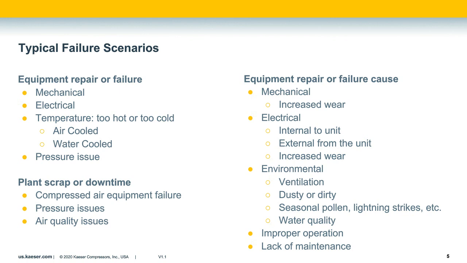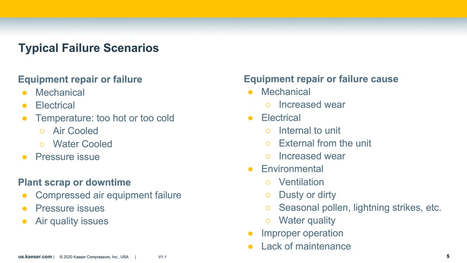Most mechanical equipment problems can be seen through increased wear, whereas with electrical problems it could be internal to the package, the compressor or dryer, or external to it. And this could also be due to excessive wear. For example, rapid cycling of the compressor not only will result in increased valve cycling, but also cycling of your electrical components such as your motor or contactors.